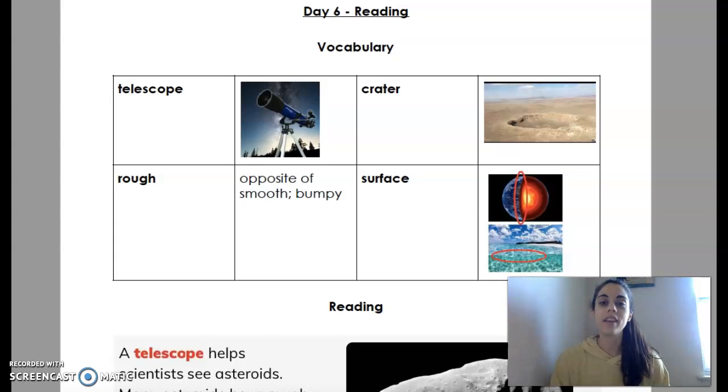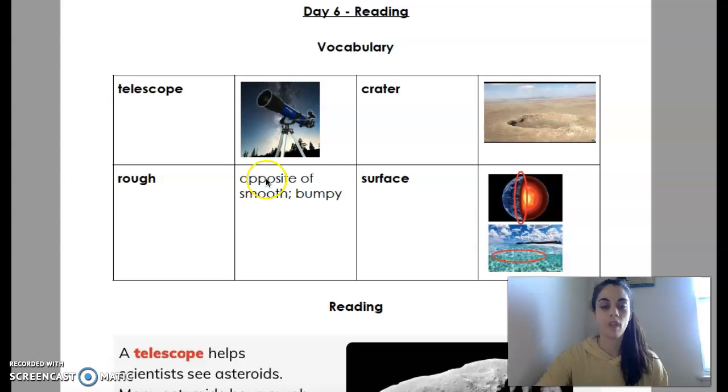Today it's a sunny day, so I hope you get the chance to go outside and get some fresh air. Today we're going to continue reading and writing about asteroids. We're going to start with our vocabulary. So first, listen to the words and repeat after me.